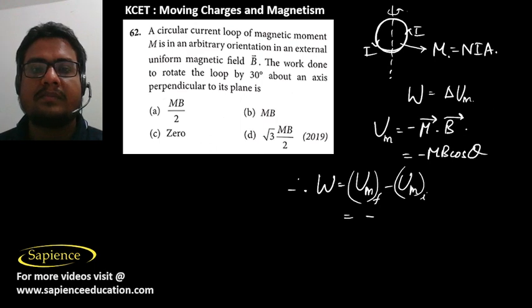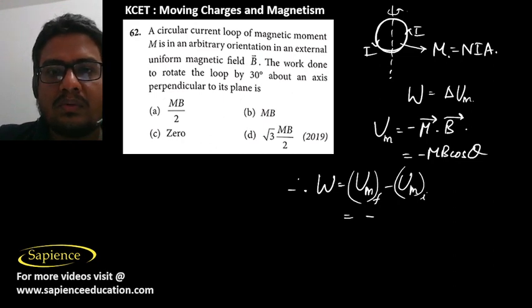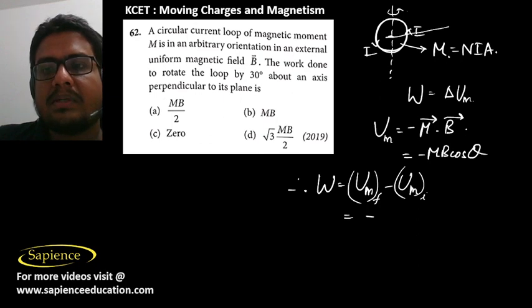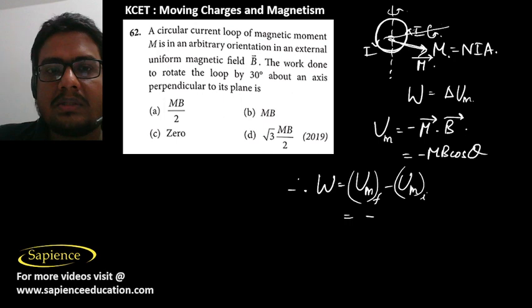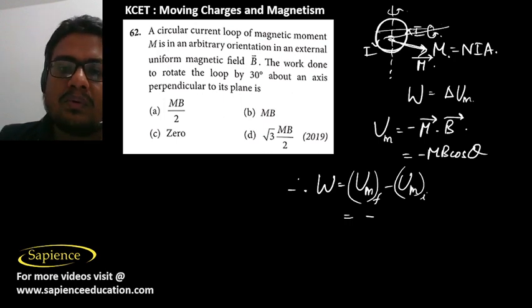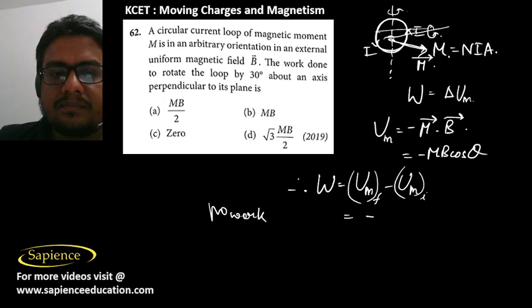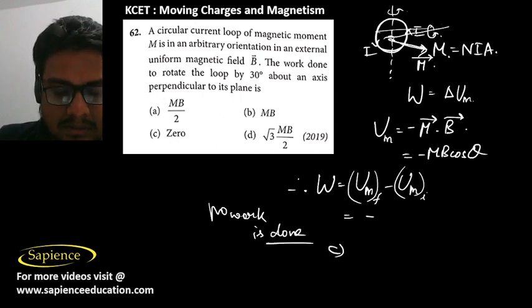About an axis. The work done to rotate the loop about an axis perpendicular to its plane. If it is rotated about an axis perpendicular to its plane, then the magnetic moment vector M will not be rotated with respect to the external magnetic field. So no work is done. So option C is the correct answer.